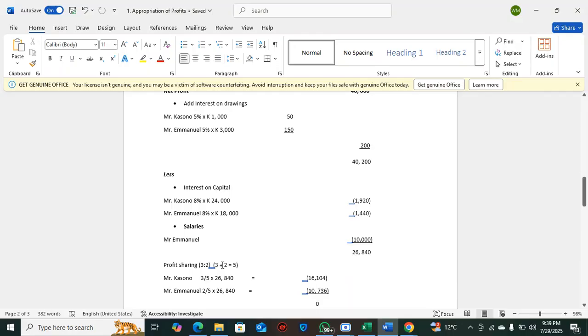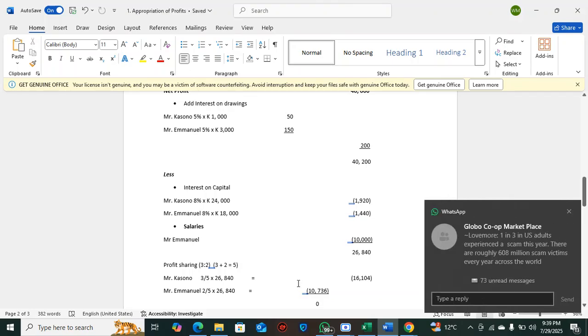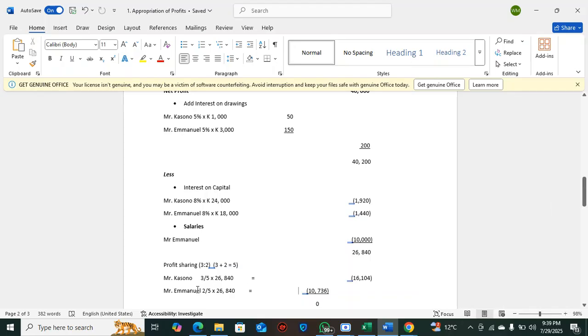So I believe we remember profits. You add 3 plus 2, 5. So Mr. Kasono, his share is going to be 3 over 5 times 26,840. Are we getting 16,104? Mr. Emmanuel is getting 2 out of 5 times 26,840.